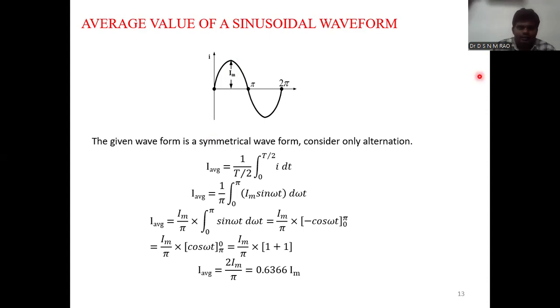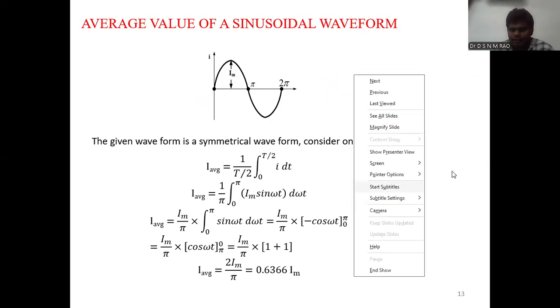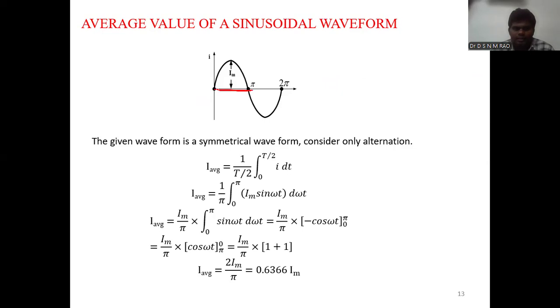For a symmetric signal, the average value should be calculated for half cycle only. As we discussed in the previous lecture, if it is an unsymmetric signal, the average value should be calculated for the entire cycle. So the formula for average value equals the area under one alternation divided by base length. One alternation is nothing but half cycle.